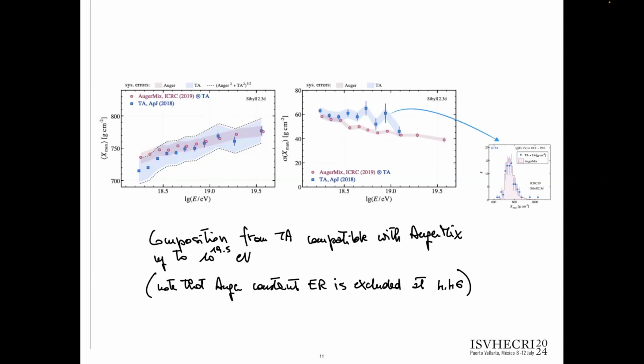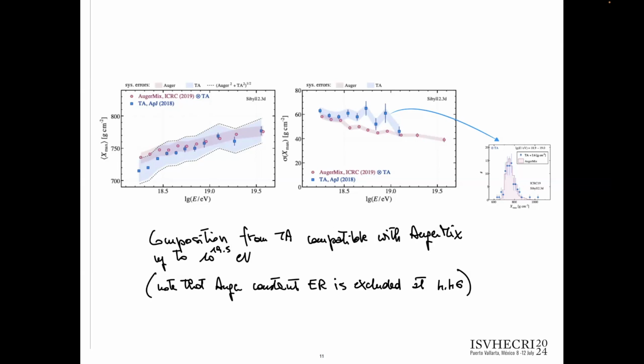So you see that if you compare the Auger mix seen by TA, the red points, to what TA alone sees, you immediately see that despite the fact that we have very different systematics, within the uncertainties, everything is fine. So the conclusion in this case is that the composition from Telescope Array is compatible with Auger mix. Of course, it's compatible also, as they say, with the light composition, because they cannot distinguish.